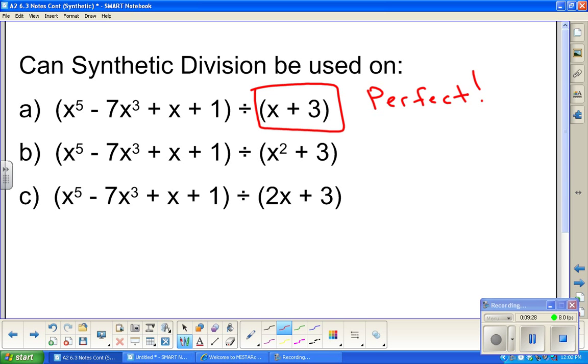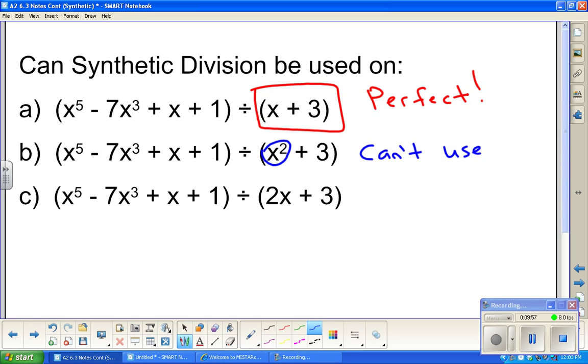What about B? No, B you can't use it. This is a quadratic that we're dividing by. Cannot use synthetic on that. So if you see that problem, you have to use long division. That's why we did long division first. It's always available to you. Most of the problems we're going to do from now on, you will be able to use synthetic division. But there'll always be that occasional one thrown in where you still have to use long division.